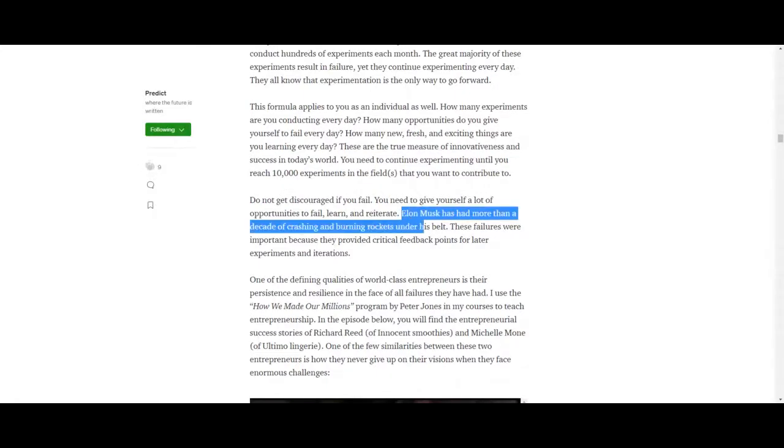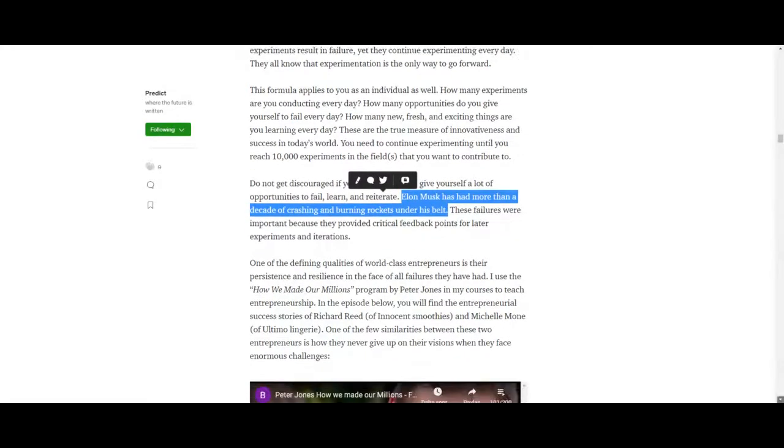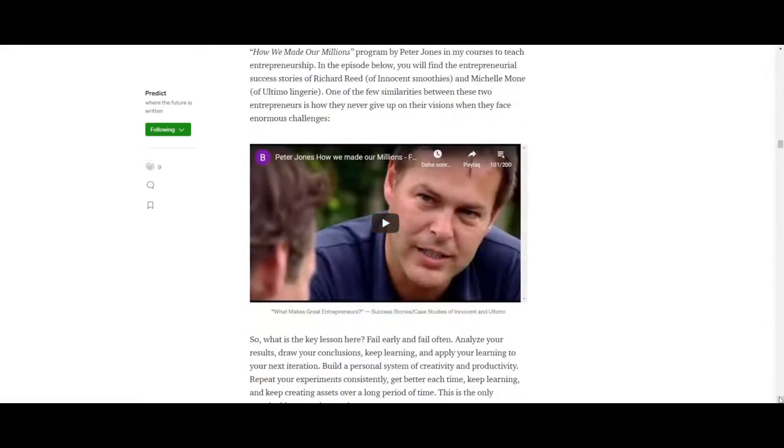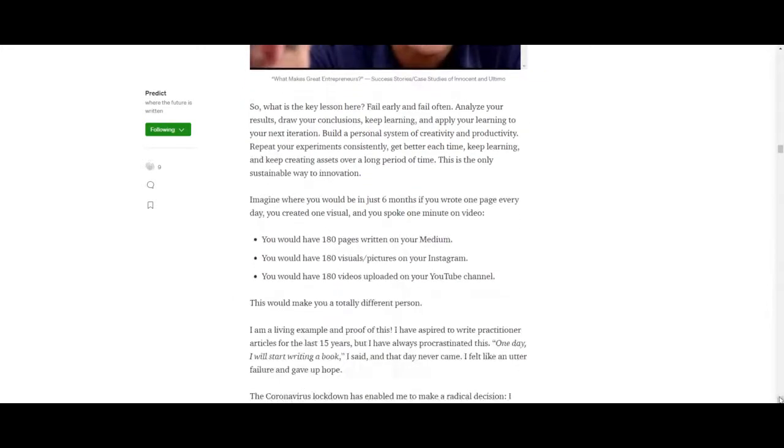Elon Musk just crashed another rocket, right? Another Starship just this weekend. So it is natural. This happens. So Peter Jones' program also explains these failures.